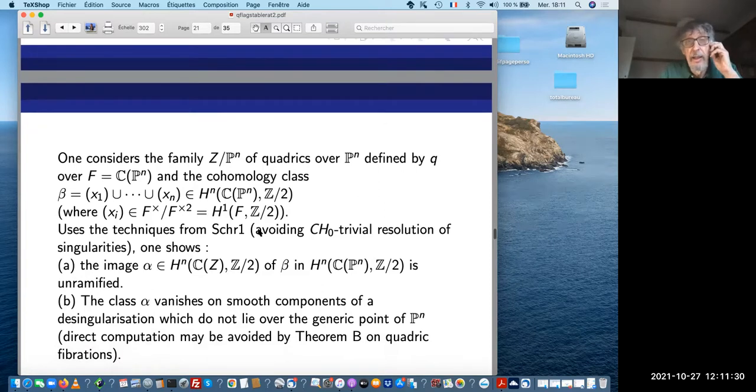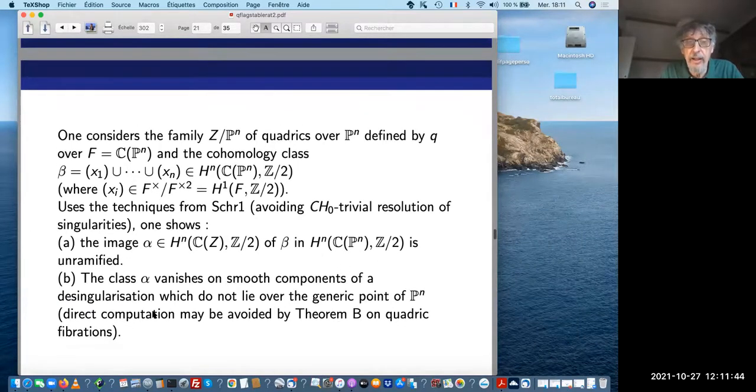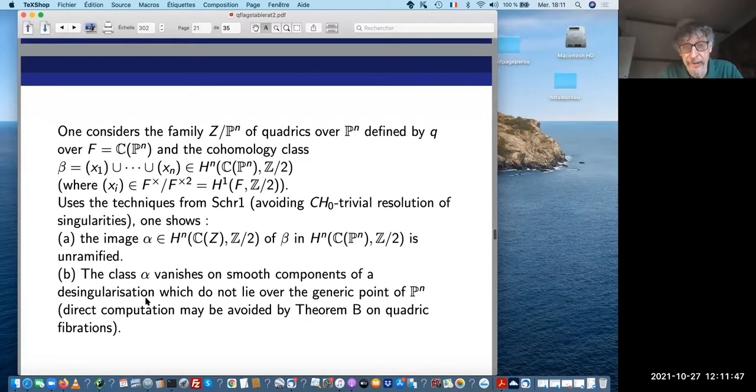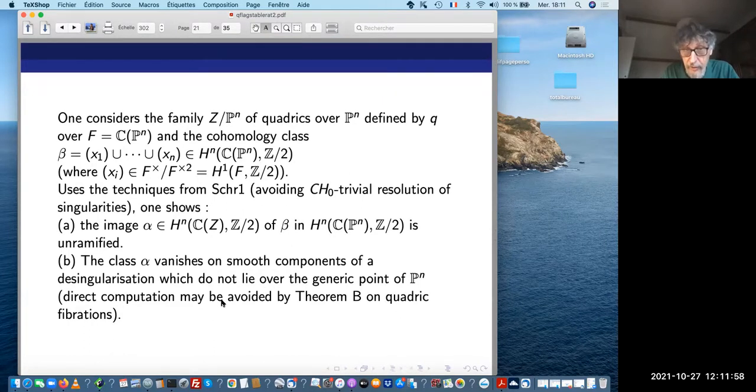And so you use the techniques from Schreieder, avoiding a C0 trivial resolution, which shows that the image of alpha in Hn(C(Pn), Z/2) is unramified. And one shows that the class alpha vanishes on smooth components of the desingularization of Z which do not lie over the generic point of Pn. And this can be avoided. You can do it by direct computation, which actually Schreieder does at the beginning of his paper. But at the end, he proves the general theorem B, which shows that you don't have to do it. Okay, so there's a general argument that will ensure this condition, that alpha vanishes on smooth components of the desingularization of Z which do not lie over the generic point of Pn.